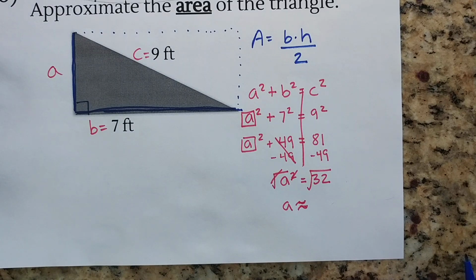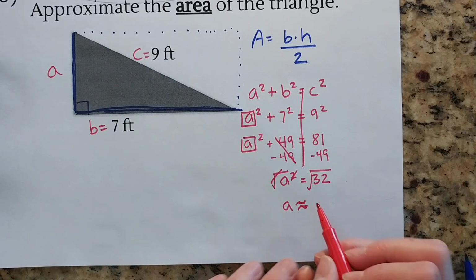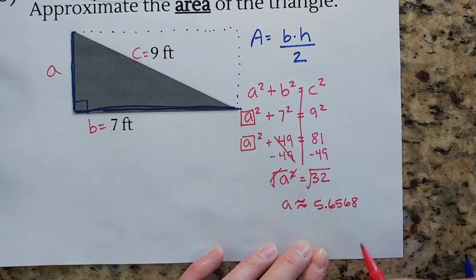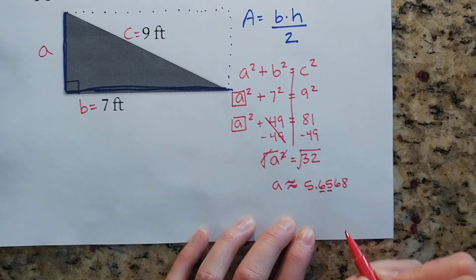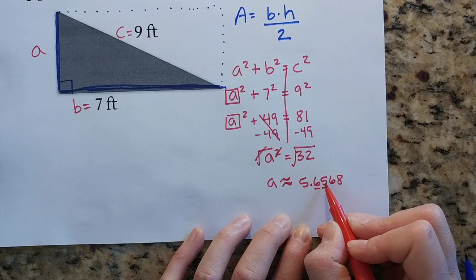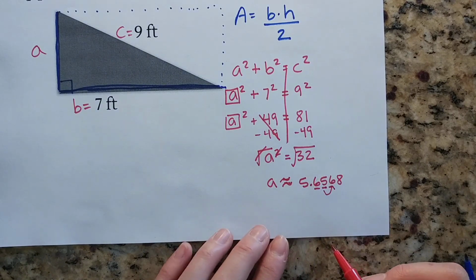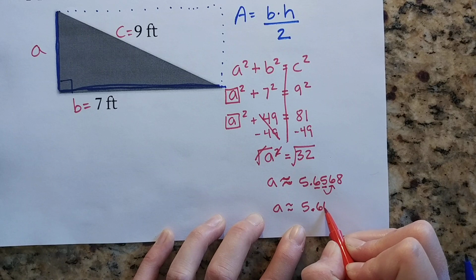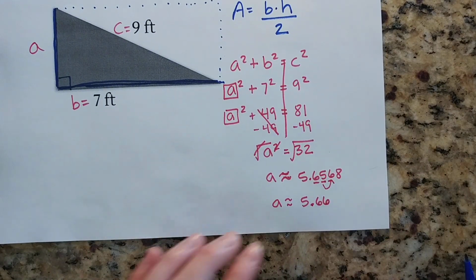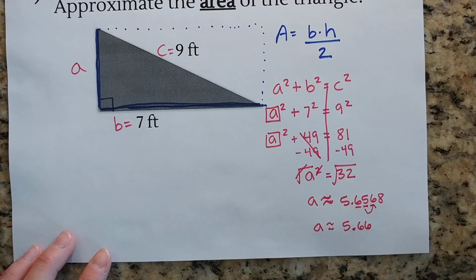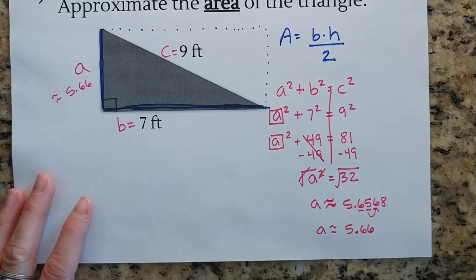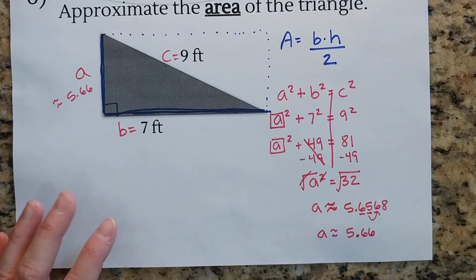So if I use a calculator, my calculator says it's about 5.6568. So maybe here I want to go 2 decimal places. Well, to figure out if this is going to stay a 5 or bump up to a 6, I'll have to look at the next number. It's bigger than 5. So we'll go 5.66. Make that 5 bump up to a 6. We'll say that's approximately how tall this is. So A is about 5.66 approximately.